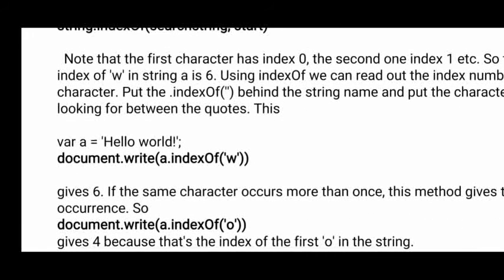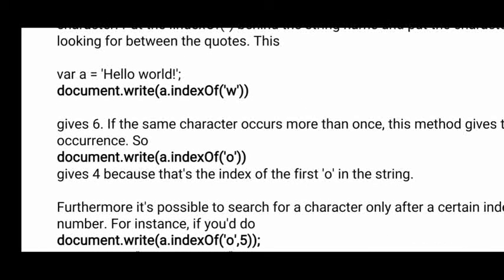You can see where a equals Hello World, document.write a.indexOf(w). In the given string, what is the index of the given character? 1, 2, 3, 4, 5, 6, 7 is the index of w. If you consider the blank space also as a character, you will get the index as 7. If the blank character is not considered, you will get the result as 6.